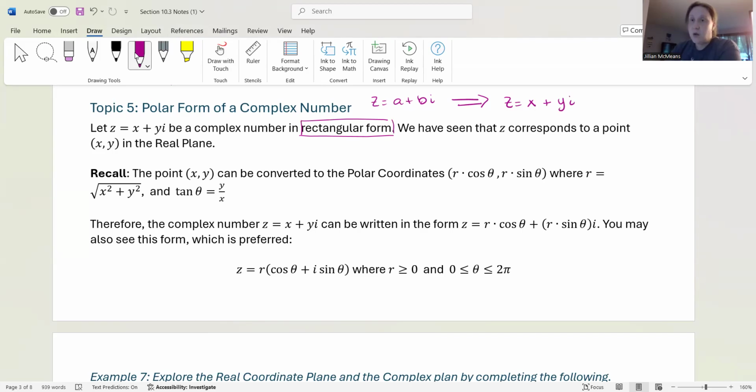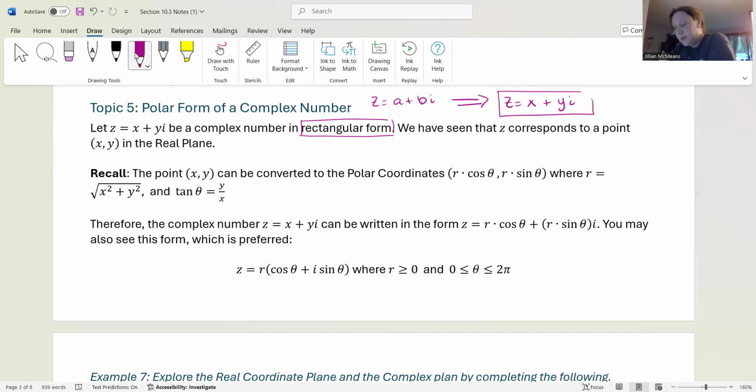We know already that when we're dealing with rectangular form, we're dealing with x's and y's. When we're dealing with polar form, we're dealing with r's and thetas. So we're just writing our complex number in something we can recognize as rectangular form. We have seen that z corresponds to some point (x, y) in the real plane. So we're comfortable just writing our complex numbers like this for now, because it represents a point in the xy plane just like it represents a point in the complex plane.